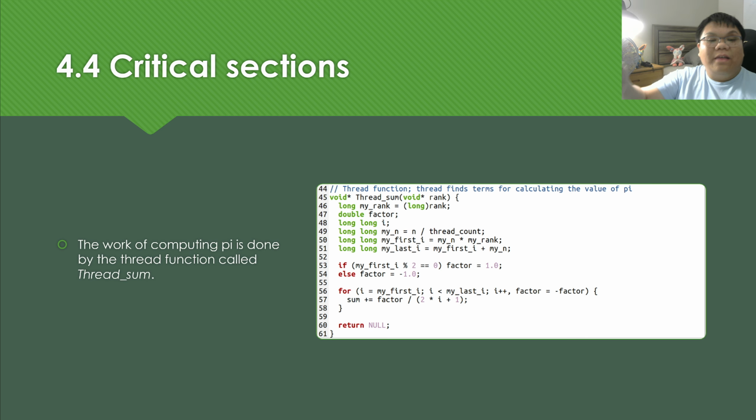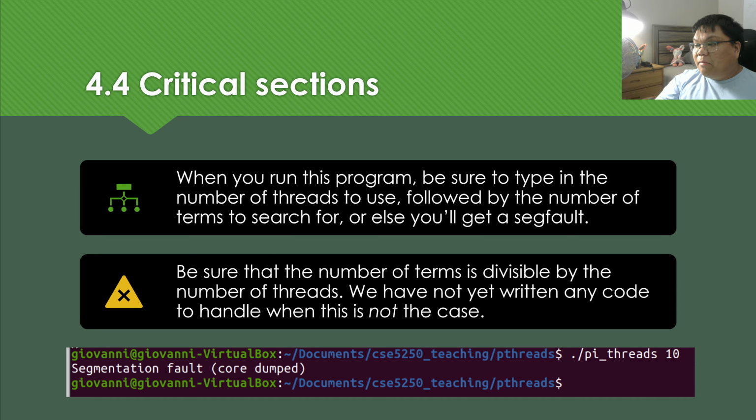And here's the thread function. So it's going to do a portion of the work in calculating the estimated value for pi. When you run this program, be sure to type in the number of threads to use, followed by the number of terms to add. If you forget any of that, you're going to get a seg fault.